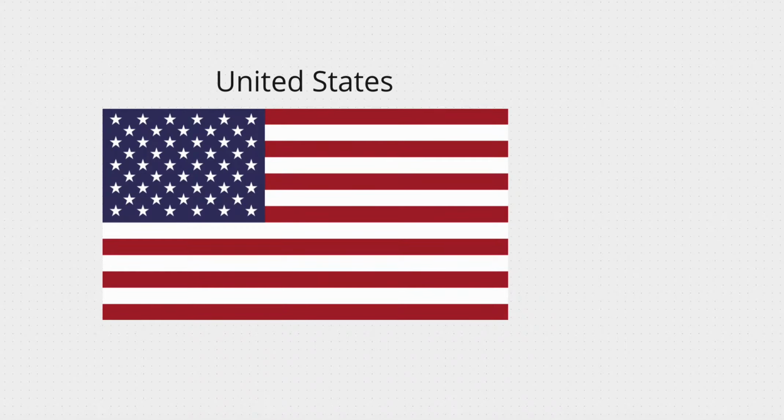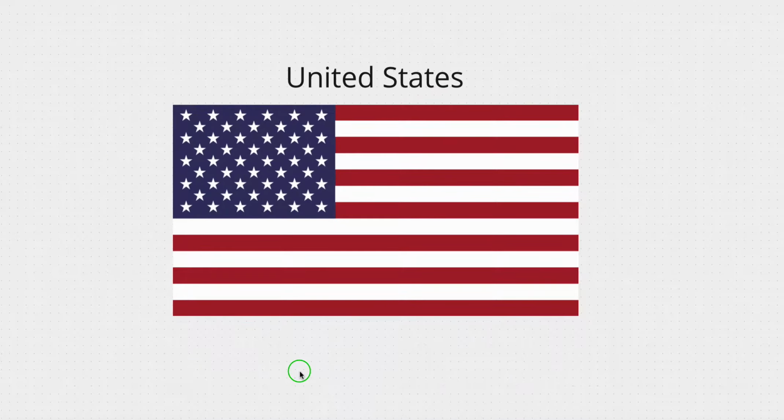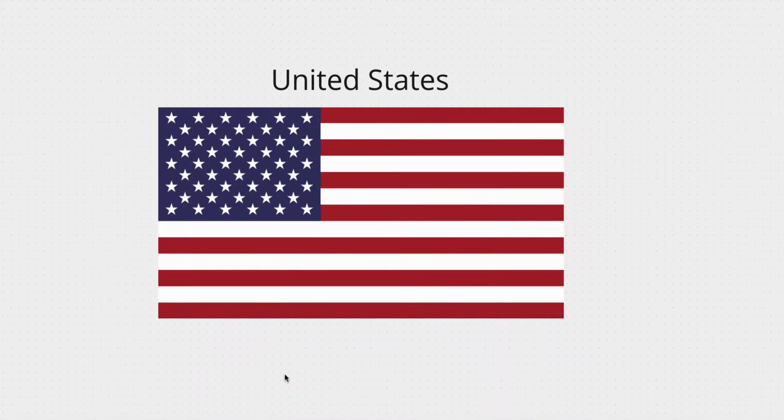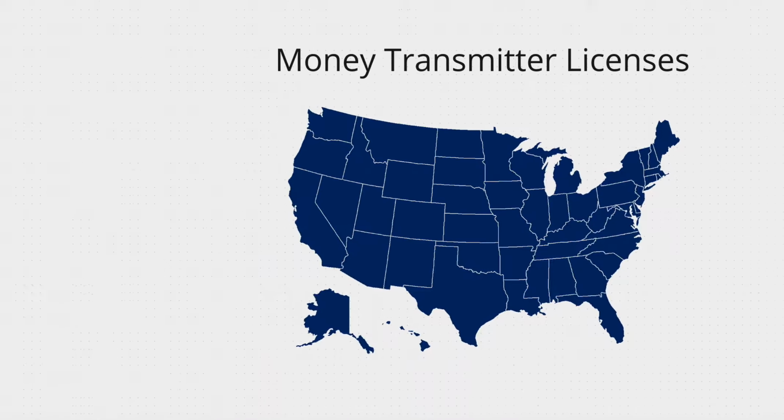And what we want to discuss today is the licensing regime in the United States, specifically with respect to what may be called a payment institution license or an EMI license. The United States doesn't actually have any of that. It just has something called a money services business. And if you're classified as a money services business and you are doing transmission of money, you require what is called a money transmitter license.